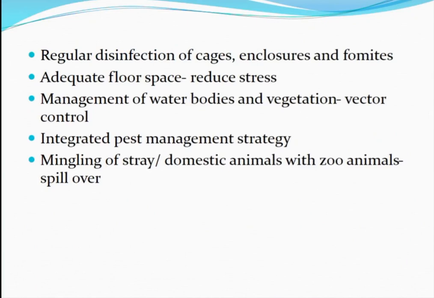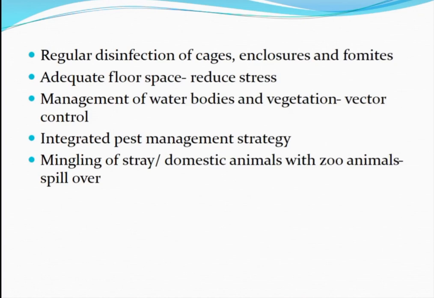You should make sure that there is regular disinfection of cages, enclosures, and especially the wheelbarrows that are used to transport the clothing of the personnel. It should be made sure that all these things are regularly disinfected, and the floor space should be adequate. Overcrowding, as you know, is a major cause for transmission by contact and aerosol.